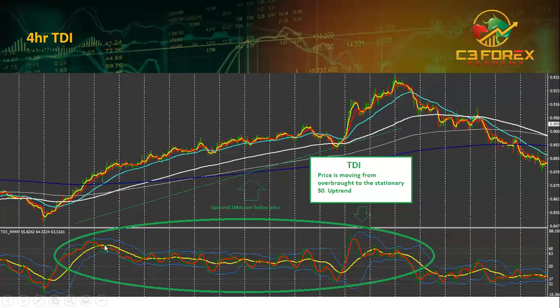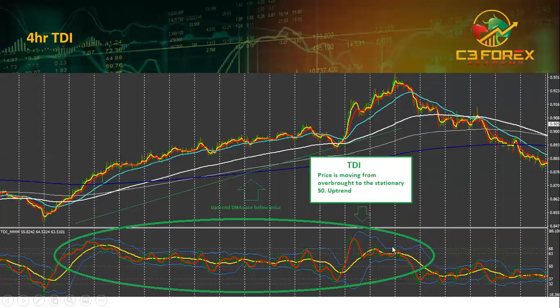Stationary market baseline saying now overbought. What happens? It comes down and it started trending between overbought and stationary 50 before it makes its move down. All right. Hit overbought, made its way down to the stationary 50, went right back up to overbought. We're in an uptrend, made its way back down to the stationary 50.